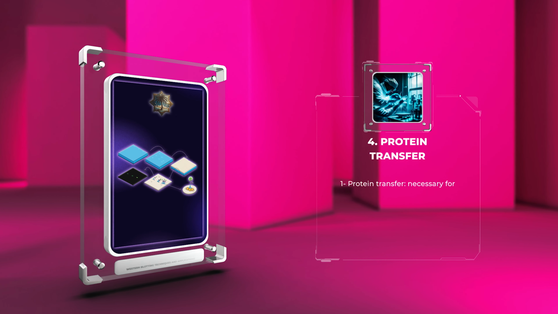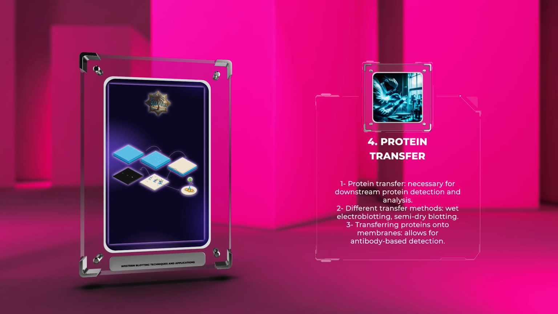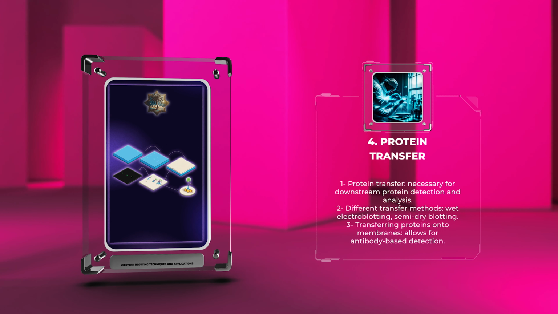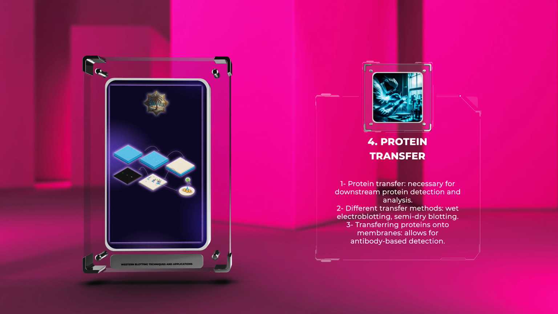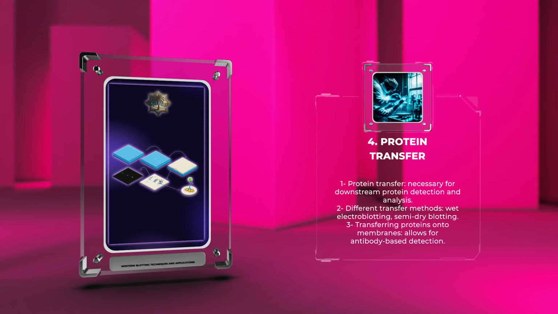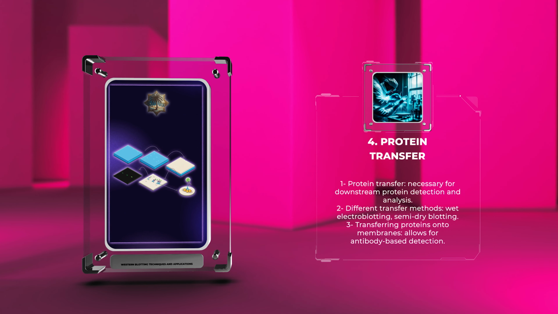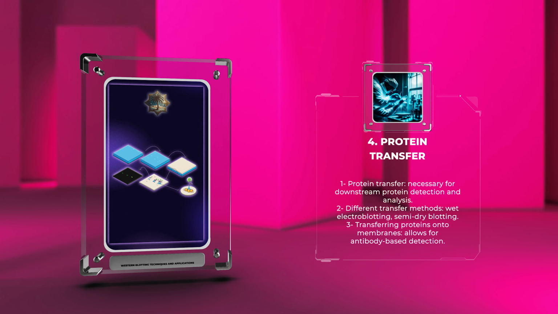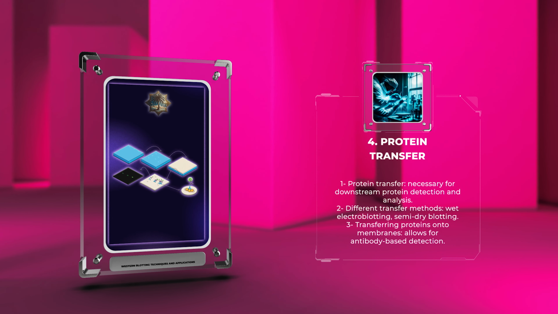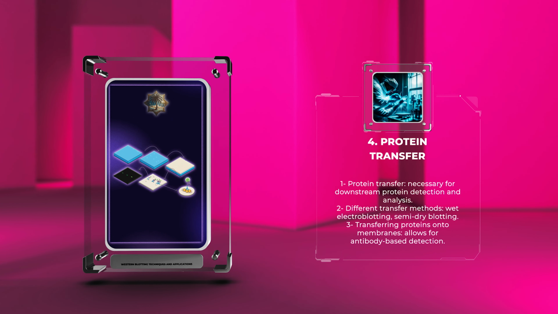Once proteins are separated by gel electrophoresis, they need to be transferred onto a solid support membrane. This process, known as protein transfer or blotting, facilitates downstream protein detection and analysis. Different transfer methods, such as wet electroblotting and semi-dry blotting, are employed based on the experimental requirements. Transferring proteins onto nitrocellulose or polyvinylidene fluoride, PVDF, membranes allows for subsequent antibody-based detection methods, such as immunoblotting or immunostaining.